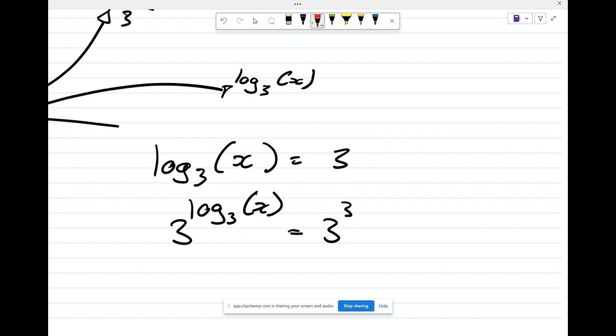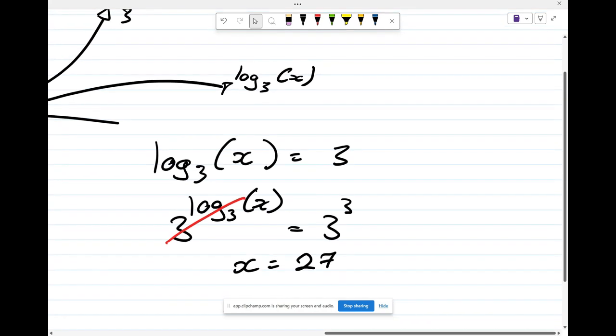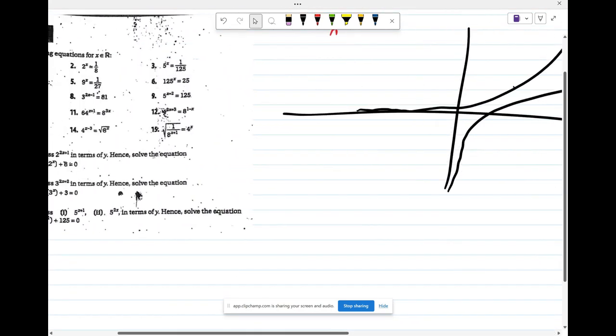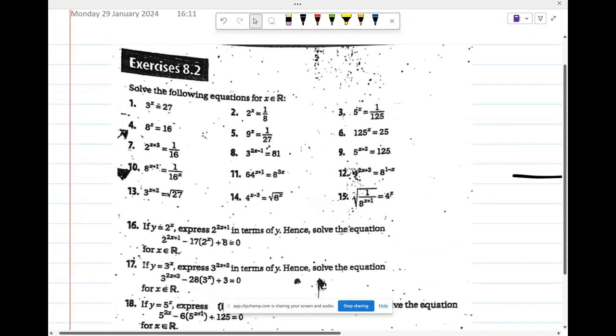So now this 3 will cancel with this because they're opposites, and we'll be left with the x. And then this is just a number, and you put that in your calculator, and you get 27. So they're both opposites of each other. That's what I want you to take away. And one will cancel out the other. That's all.